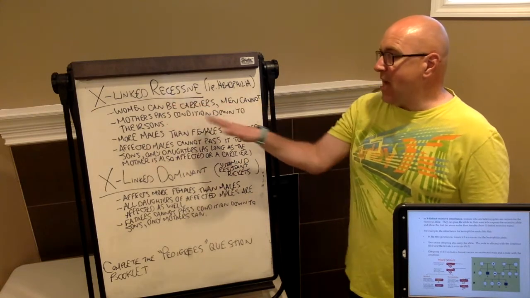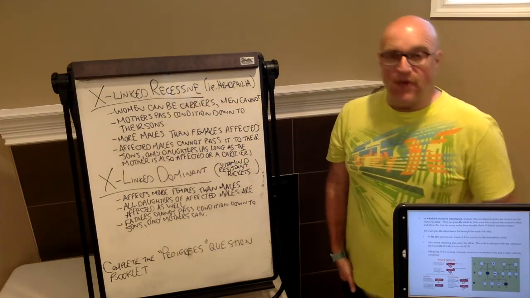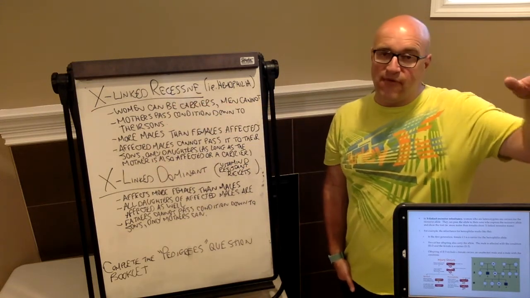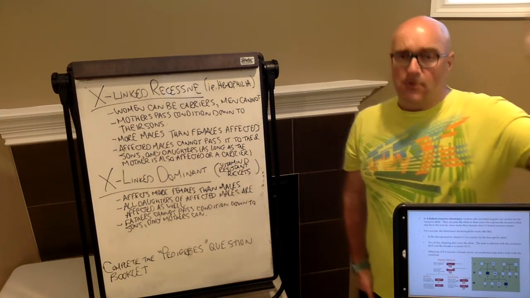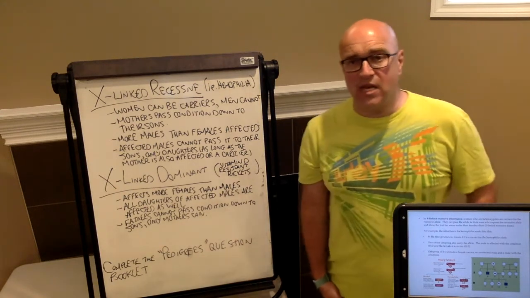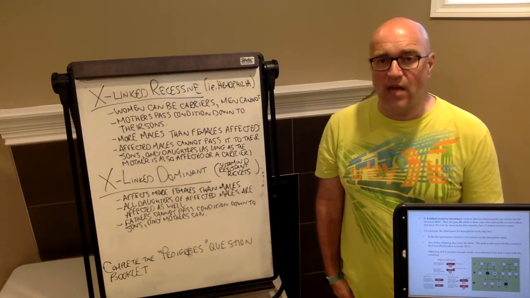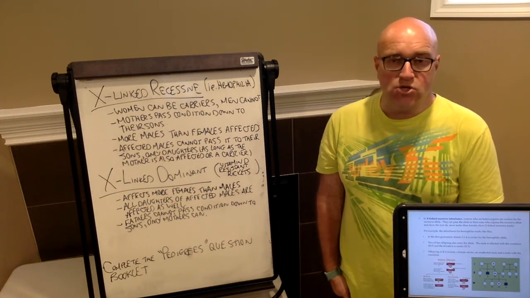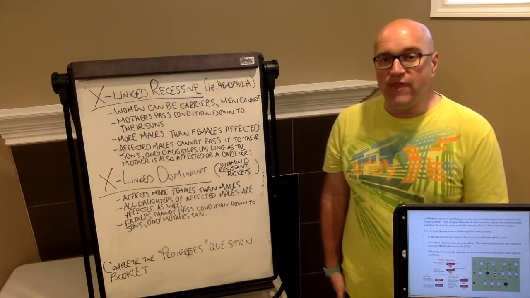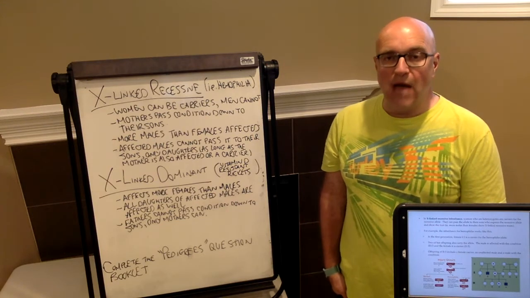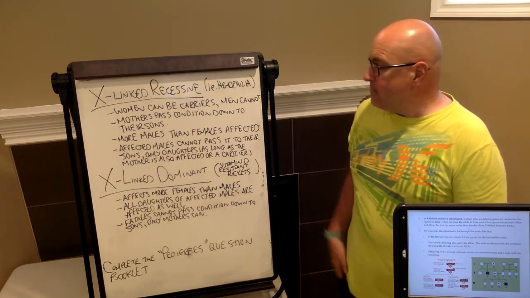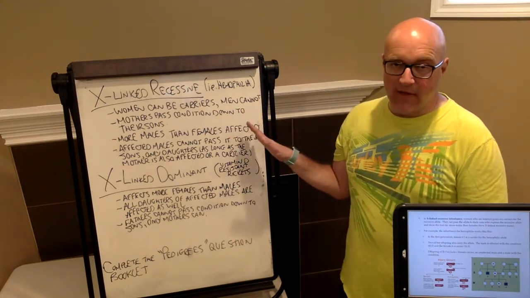The mothers can pass the condition down to their sons. So if I have a mother who's a carrier, she's not a hemophiliac, but if she's a carrier, there's a 50% chance that she's going to pass that gene down to the son, because she's got a 1 in 2 shot of passing that hemophilia X chromosome down to the son. More males, again, are affected than females.